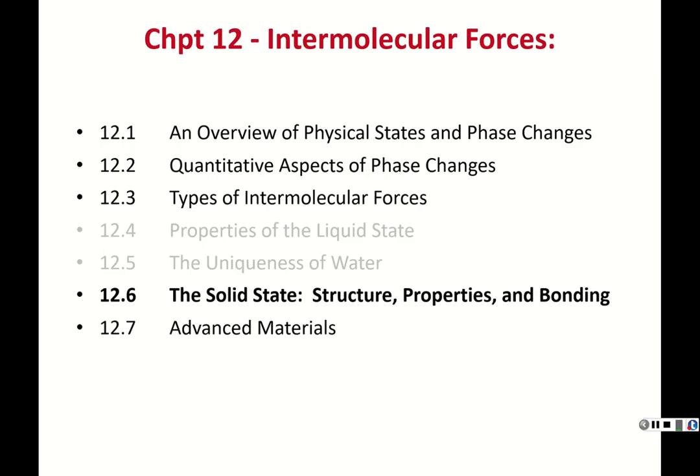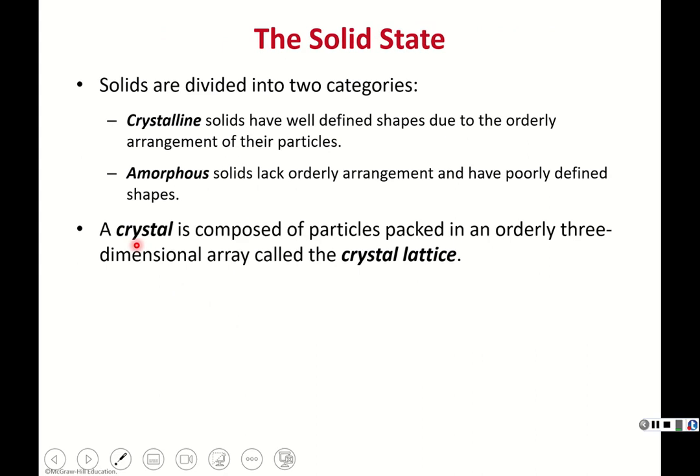Okay, this solid state chemistry is from section 6 in chapter 12, so we're going to be skipping 12.4 and 12.5 here. Solids are divided into two categories. One's crystalline and the other is amorphous. Crystallines have well-defined shapes because they're very ordered molecularly. Amorphous don't really have any orderly arrangement, and so their shapes macroscopically are pretty poorly defined.